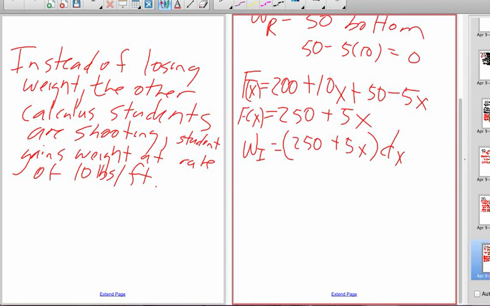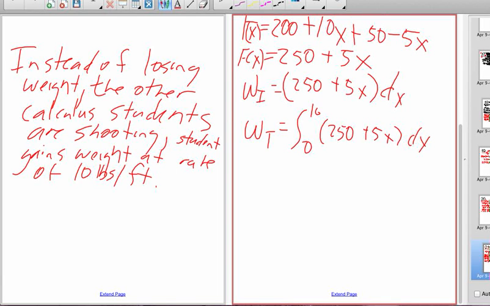What my total work is going to be the integral from 0 to 10 of 250 plus 5x dx. Now we do our integration. So I'm going to have 250x evaluated from 0 to 10. You notice this is the total combined weight of the student and the boat.